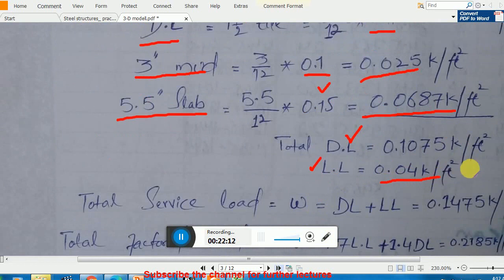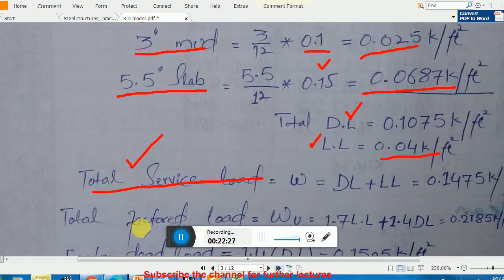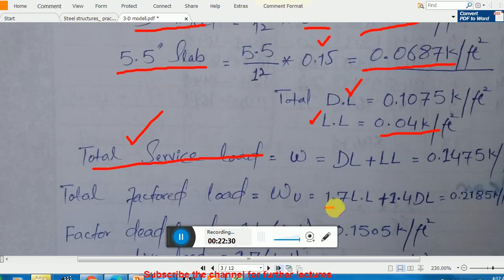The live load, which is already given, is 0.04 kip per square feet. Total service load is dead load plus live load. In design, when we are designing columns and footings, we need service load. So step by step you calculate service loads, then we need to factor the loads. Remember, this is 1.7 live load and 1.4 dead load, as this design is on the basis of the 1995 ACI code. After the 2000 ACI code, these factors were modified: the live load factor is 1.6 and the dead load factor is 1.2.